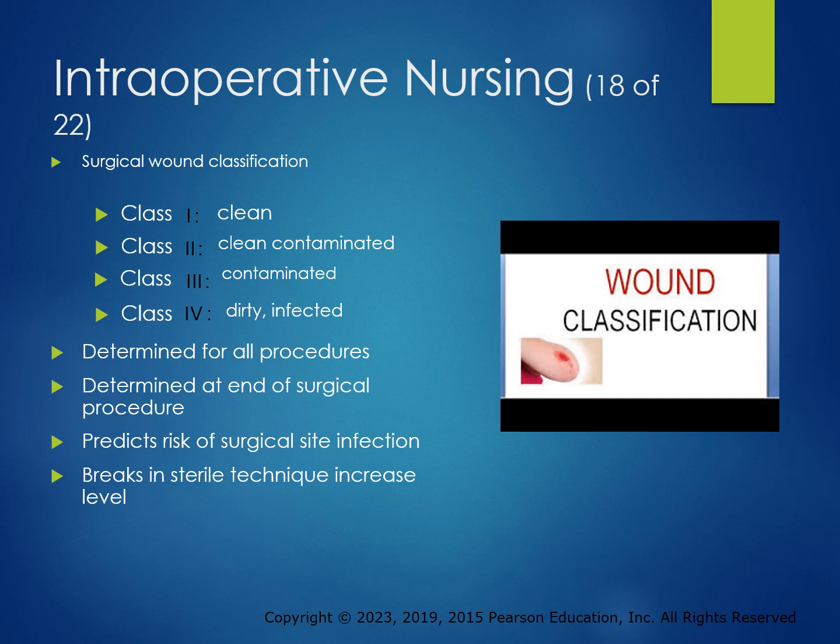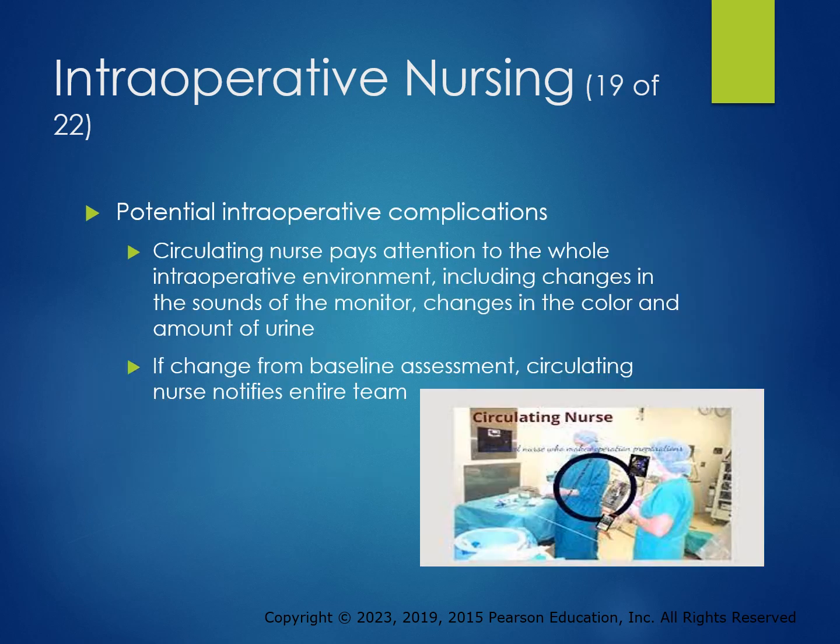Class 3 is contaminated, and this is where you have spillage from the GI tract. So you've got some contamination. And then class 4 is dirty. If there's a minor break in sterility, the wound class level increases to the next level. And so they go by this classification to predict the possible amount of infection that this patient may encounter.